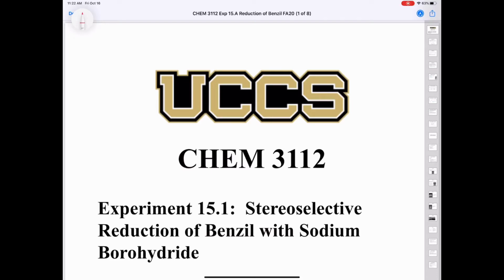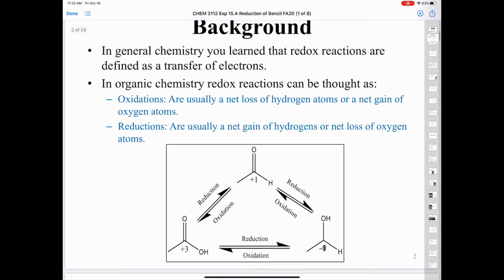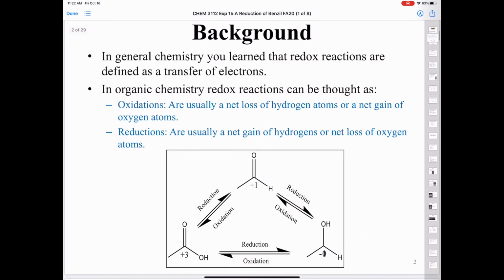Chemistry 3112, this is experiment 15.1, the stereoselective reduction of benzil with sodium borohydride. In general chemistry, you learned that redox reactions are defined as a transfer of electrons. You might remember OIL RIG: oxidation is losing electrons and reduction is gaining electrons.